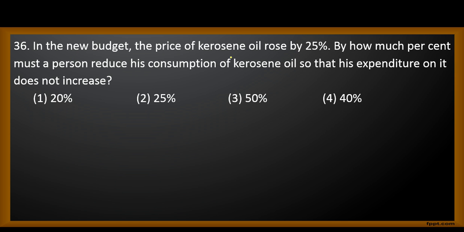In the new budget, the price of kerosene oil rose by 25%. By how much percent must a person reduce his consumption of kerosene oil so that his expenditure on it does not increase? Expenditure is equal to price into consumption. Price is increased by 25%. The consumption must be reduced by 25 by 100 plus 25 into 100%. This is what you have to reduce by. On simplification, you will get 25 ones, 25 fives, 5 ones, 5 fives, which is equal to 20%. Option 1.